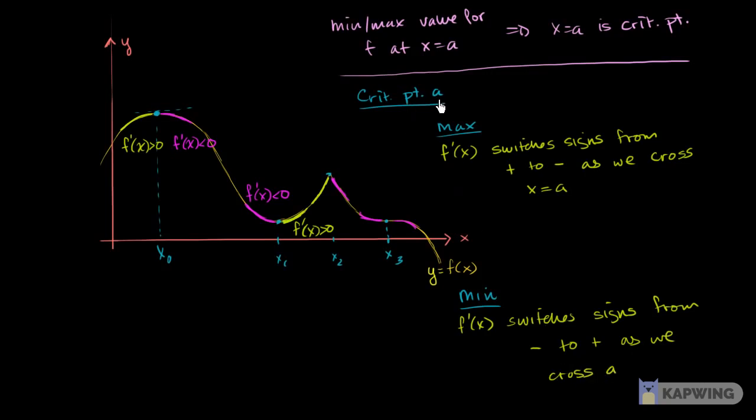If we have some critical point a, the function takes on a minimum value at a if the derivative of our function switches signs from negative to positive as we cross a. Now, once again, this critical point, x sub 3, does not meet that criteria. We go from negative to 0 right at that point, then go to negative again. So this is not a minimum or a maximum point.